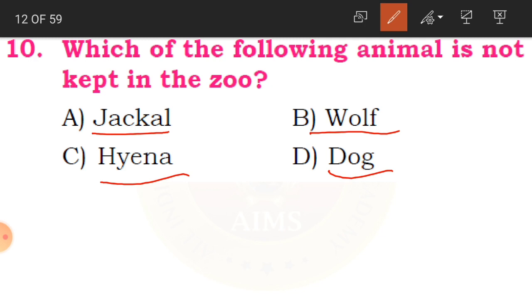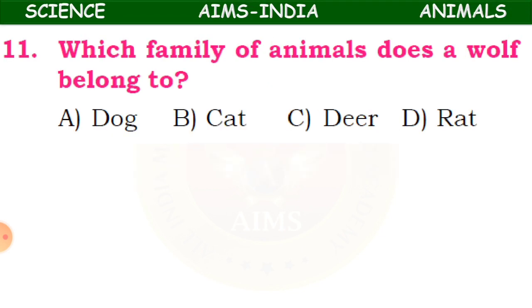So from these four animals, which one is not kept in the zoo? It is the D option, dog. We'll not keep dog in the zoo. It is very free to live along with us on the roads, in our houses and all that. Whereas jackal, hyena, wolf are wild animals. They are harmful to the other animals. So that is why we'll keep them in the zoo or they live in the jungle. Clear, children? Now, 11th one.